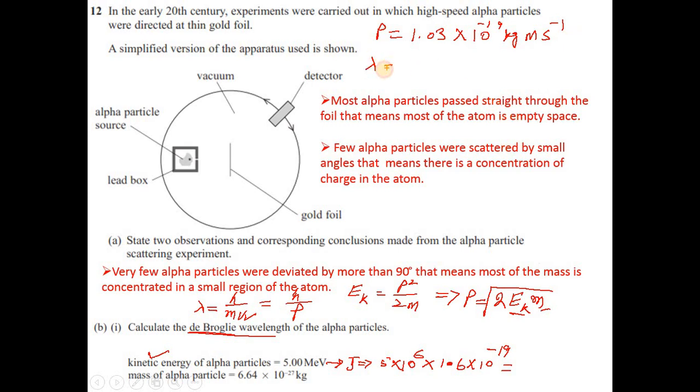Once you have momentum, you can figure out lambda. So lambda is equal to Planck's constant, 6.63 times 10 to the power minus 34, divided by the momentum that you found here, 1.03 times 10 to the power minus 19. So finally the answer is lambda equal to 6.4 times 10 to the power minus 15 meter. This is the wavelength of the particle.